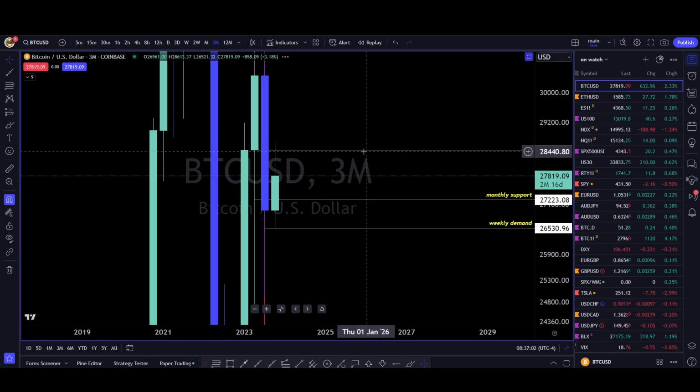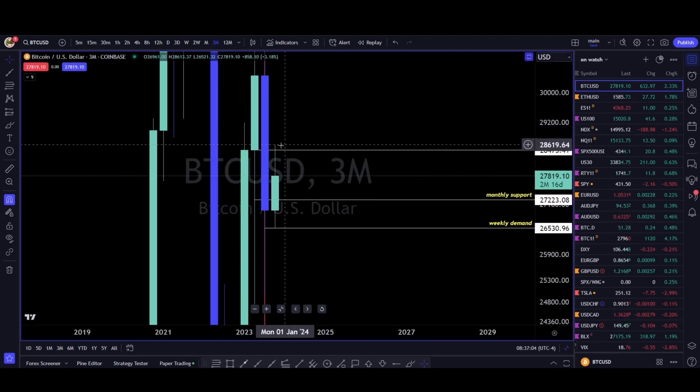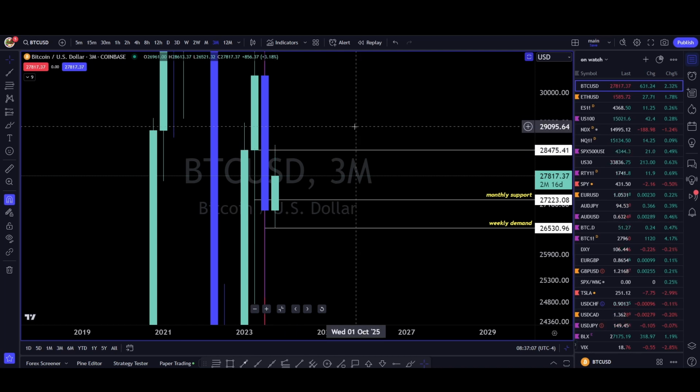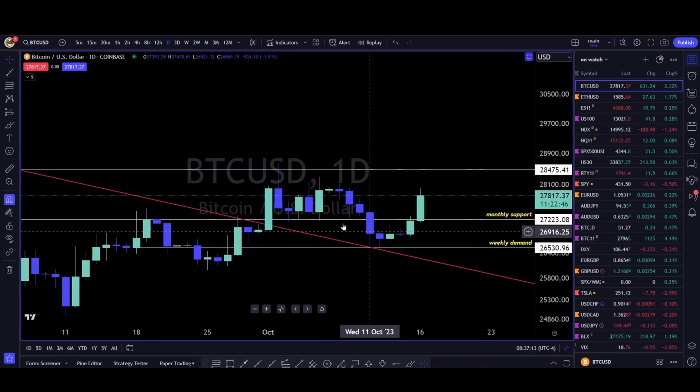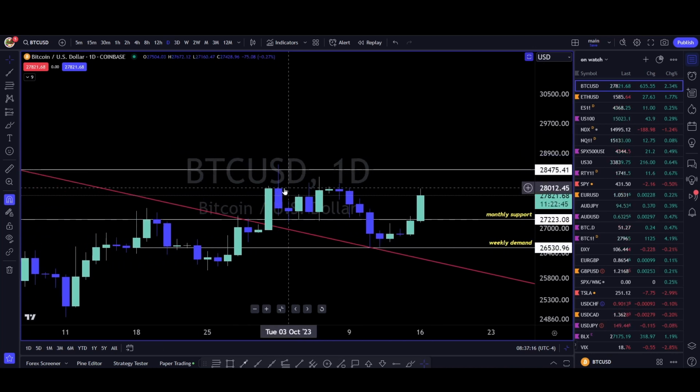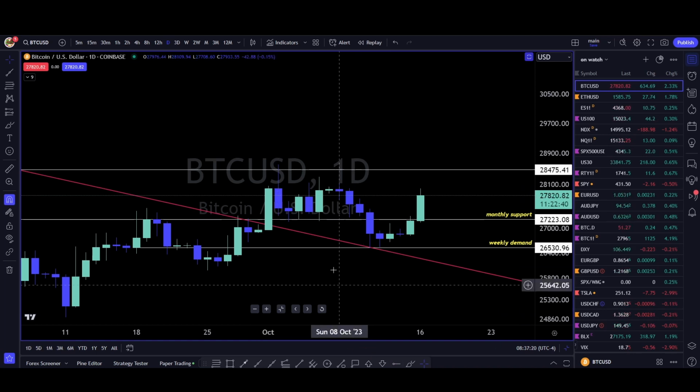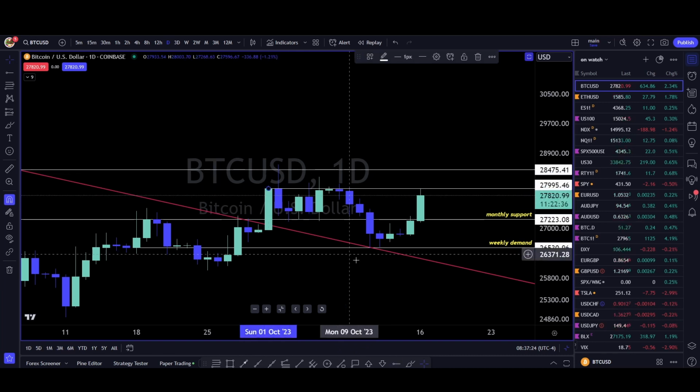And then here is quarterly supply, which is what stopped it in the first place, 28,475. So those are the levels of huge importance. You can see that's what stopped it last time. Current daily resistance is sitting at 28,003, and that's where Bitcoin is kind of having a bit of difficulty right now.